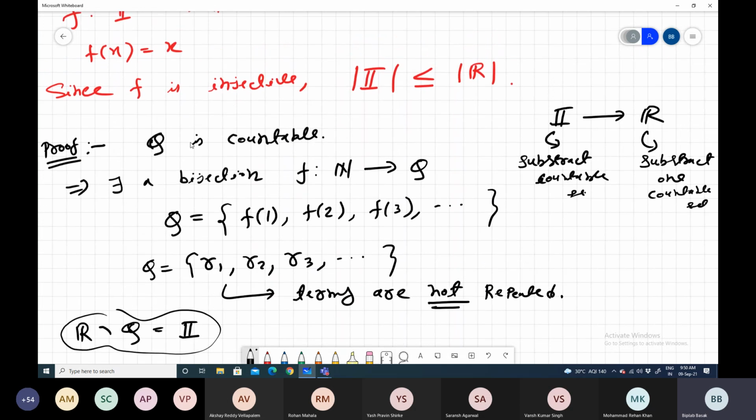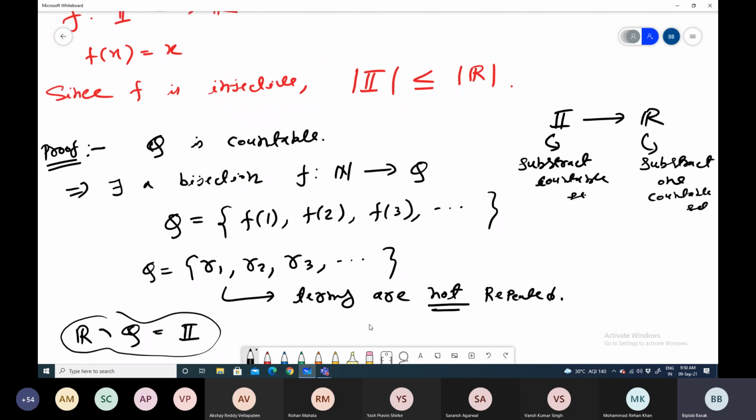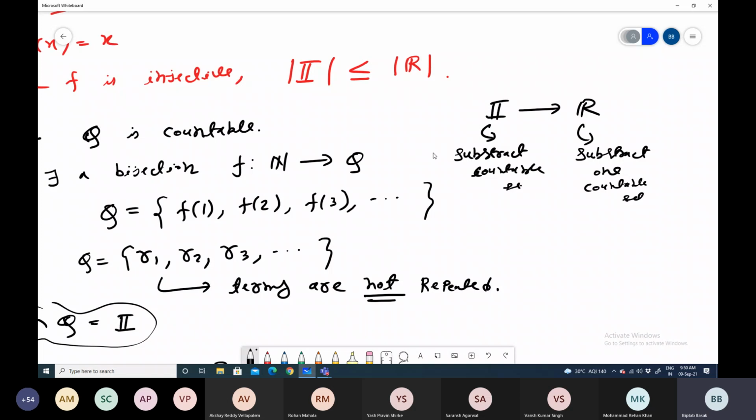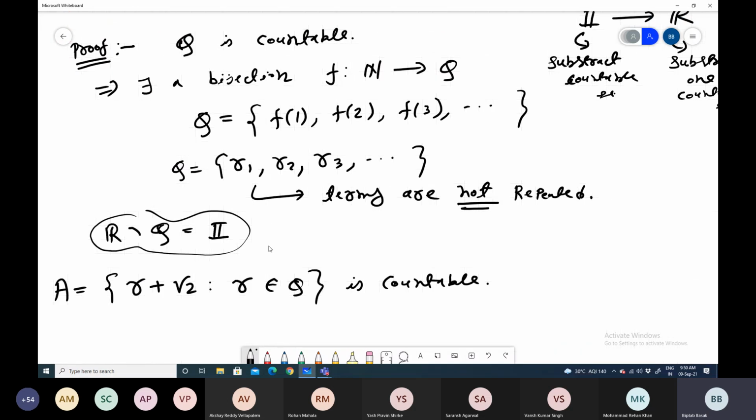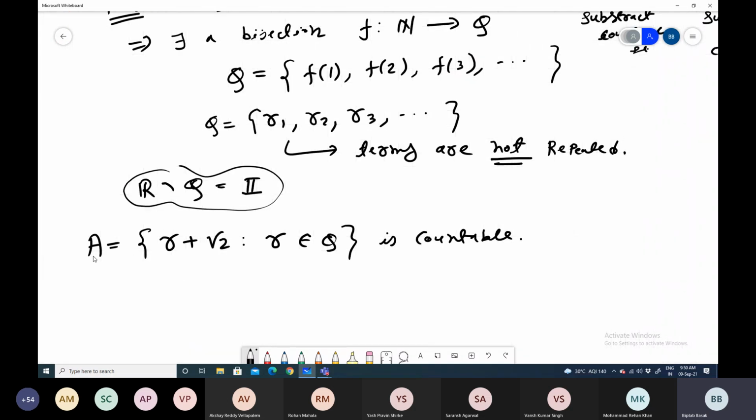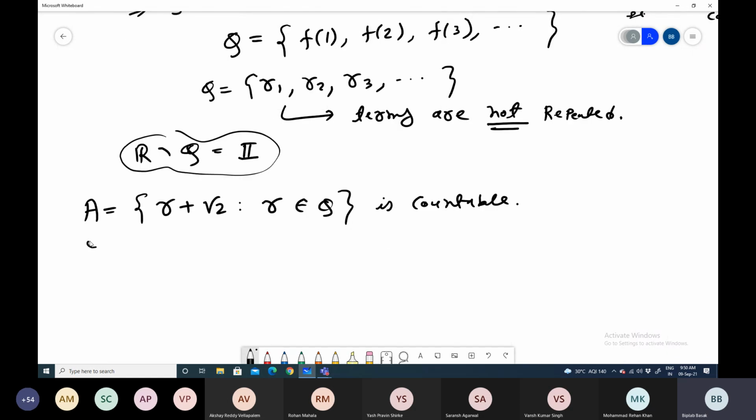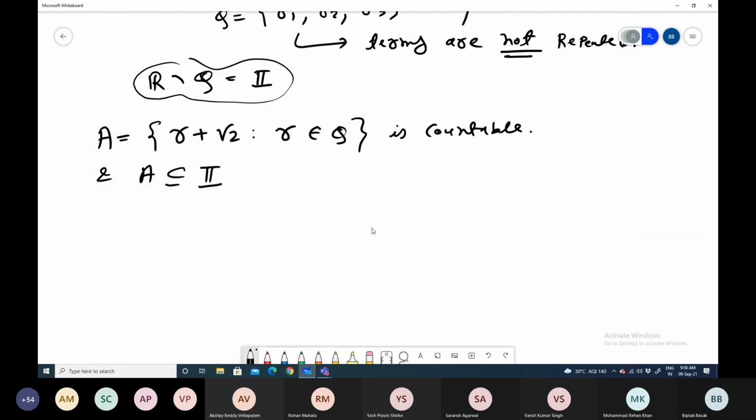Now we know that Q is countable and Q can be listed in terms of a sequence, but we cannot remove Q from I, because Q is not a subset of I. Therefore we refine it a little bit. We refine the set Q by this set, r plus root 2. Now this is a countable set and a subset of the irrationals. You can see that each element of A is irrational. Now A is countable and Q union A is also countable.